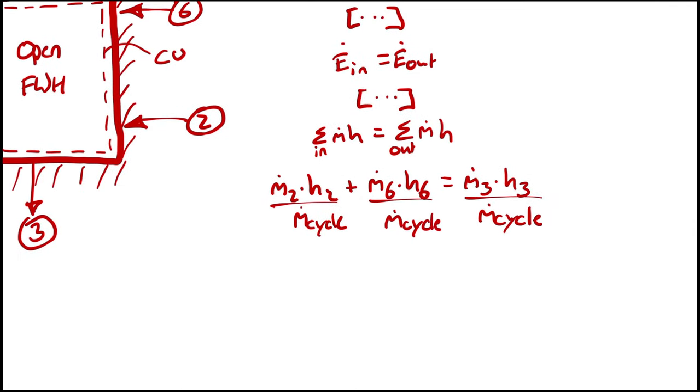Then q in is just h5 minus h4. So 1298.3 minus 239.17. That's 1059.13. And then I want my specific work out, which is h5 minus y h6 minus 1 minus y h7. So that's 1298.3 minus 0.110899 times 1085.02 minus the quantity 1 minus y times 954.18. And I get 329.61.